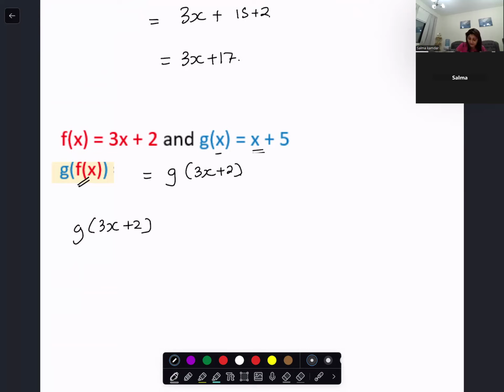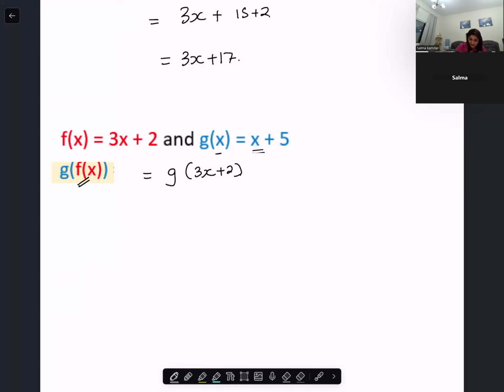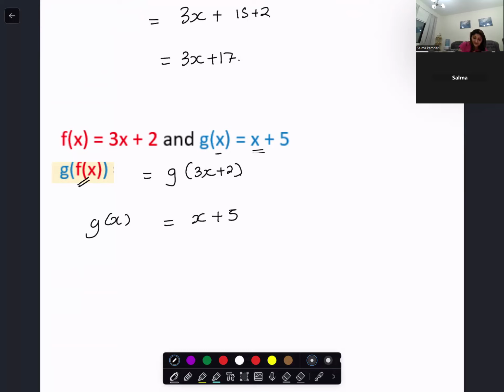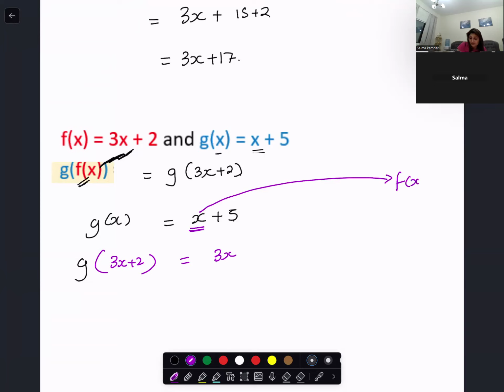What is g of x? I'll write this g of x. g of x is x plus 5. Instead of x, I want f of x, and f of x is 3x plus 2. So I will write g of 3x plus 2 is equal to, the value of x would be nothing but the value of my f of x, 3x plus 2, plus 5. So this would become 3x plus 7.